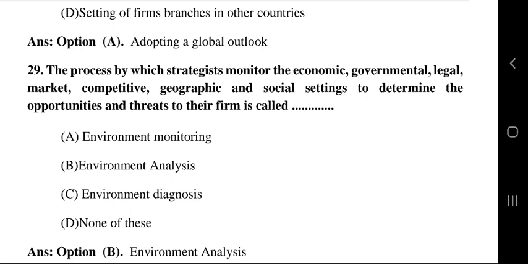So, what is environment diagnosis? It's a systematic identification of all environmental factors related with the activities of an organization. Environment monitoring means activities aimed at keeping track of changes in external factors that are likely to affect the market and the demand for a firm's products and services.